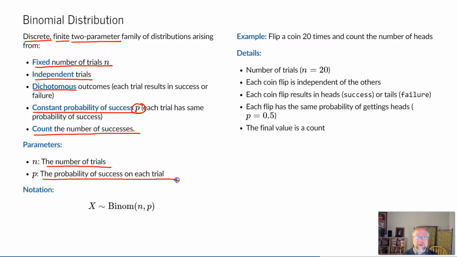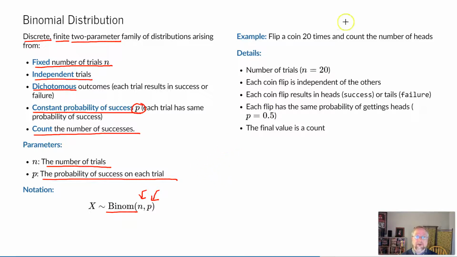So the parameters in this distribution are the number of trials and the probability of success on each trial, p. My notation, if I have a random variable x, is x tilde, which tells you the thing on the left is the random variable, the thing on the right is the distribution. It's a binomial distribution. The first number is how many trials. The second number is the probability of success per trial.